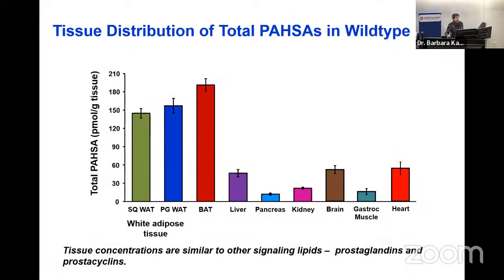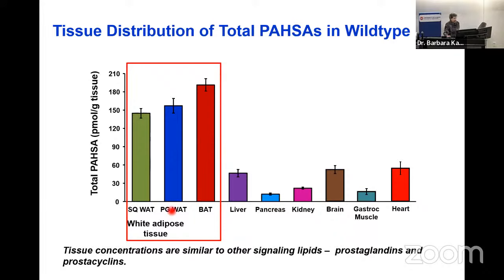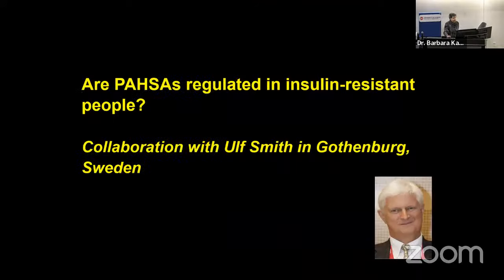They're in every tissue we've looked at, with the highest levels in white fat and brown fat, but present in liver, pancreas, kidney, brain, skeletal muscle, heart. Tissue concentrations are similar to other signaling lipids like prostaglandins and prostacyclins.